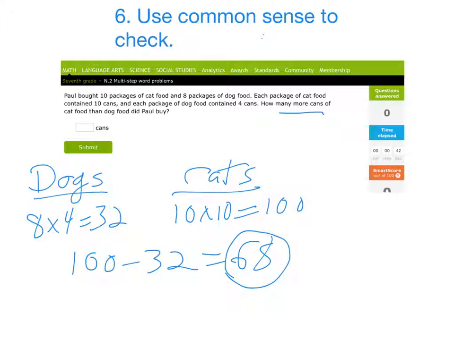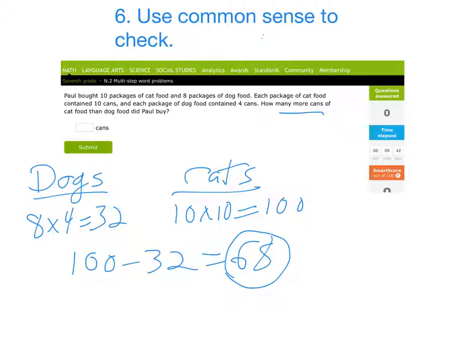If I just took 32 and rounded it down to 30, which is a nearby number that's easier to work with, I can tell that there's a difference of 70 between 30 and 100. That's something I can do in my head, so when I went to the calculator and got 68, this answer makes some common sense. It seems reasonable to me that that's how many more cans of cat food we'd have than dog food. So there you have it. We've done the problem, we've used common sense to check our answer, and now we can move on to the next problem on the test.